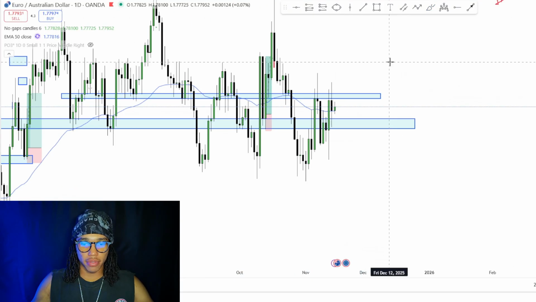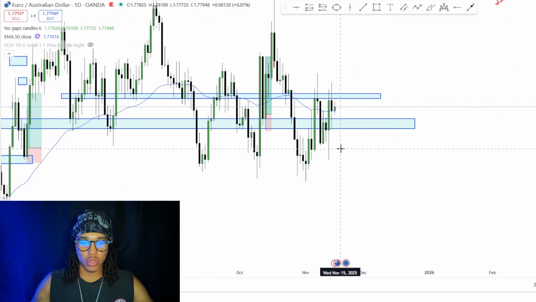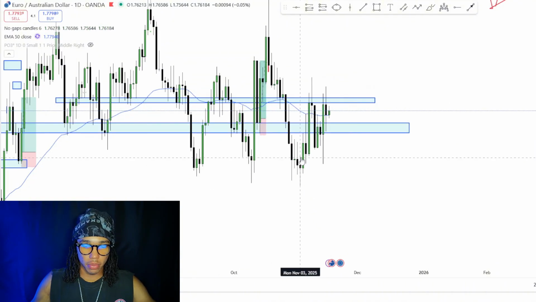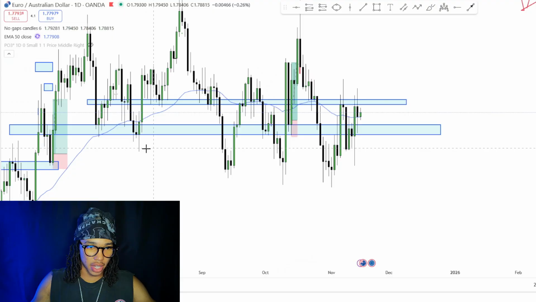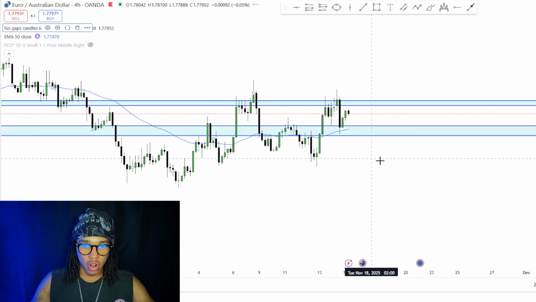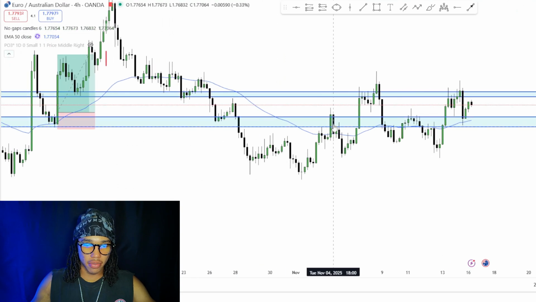Now you can use both of them, but if I had to choose and I had 2 areas of interest close to each other, I would choose the strongest one. The strongest one would be this one because it has 6 taps. So price came into this first area. It is a valid area of interest, but it is not a strong area of interest. So price did not respect it that well.